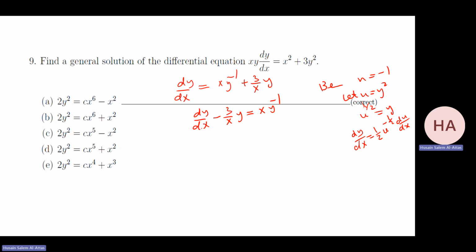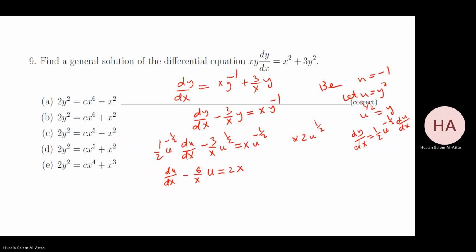I have dy/dx, plug it in now. I have 1/2 u^(-1/2) du/dx - 3/x u^(1/2) equal to x u^(-1/2). Now it's good. So times 2u^(1/2), we're getting du/dx - 6/x u = 2x. Now this is linear, very linear.